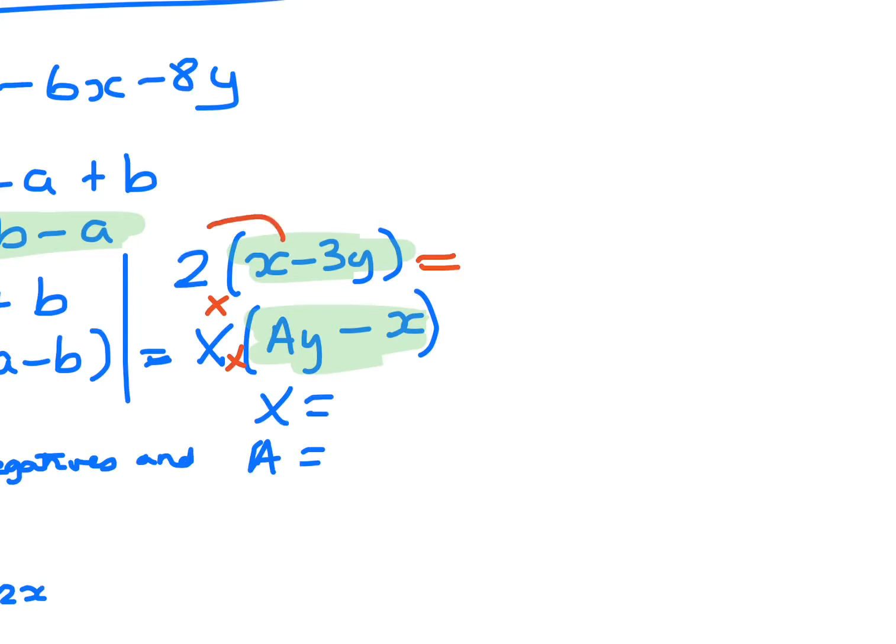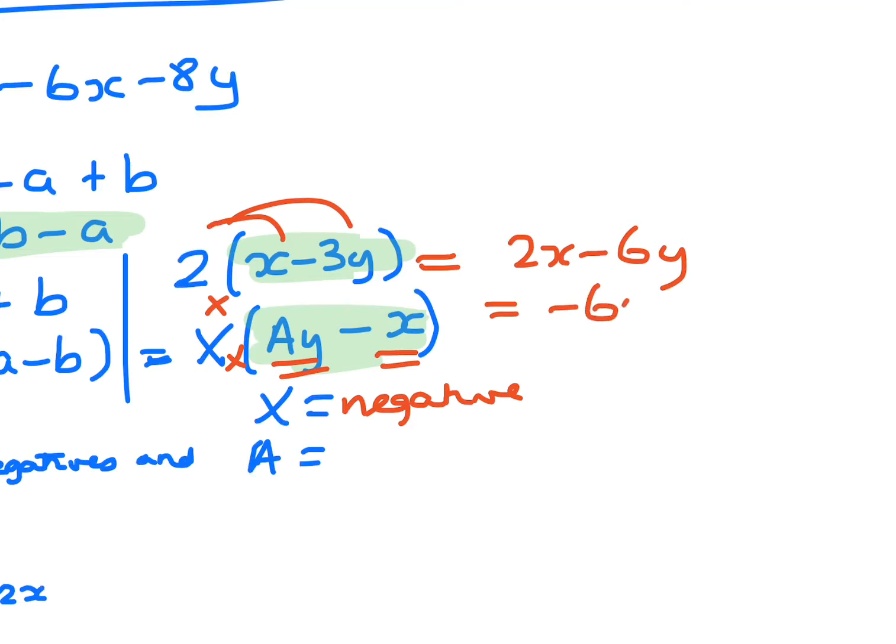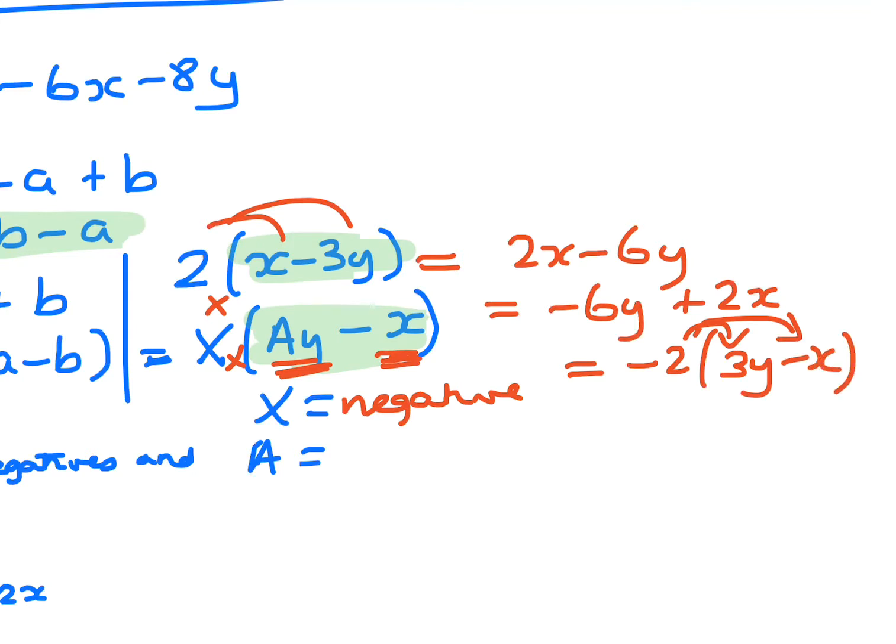So if you first expanded that again, that would be 2x minus 6y. And so you want the y first and then the x. So x is a negative. So what we do here, if we make that minus 6y plus 2x, and then we simply take out a minus 2, then we would have them in the right order, with the y first and then the x. So if you take out a minus 2, times 3y is minus 6y, and minus 2 times minus x, see how the sign changed, will give you plus 2x.